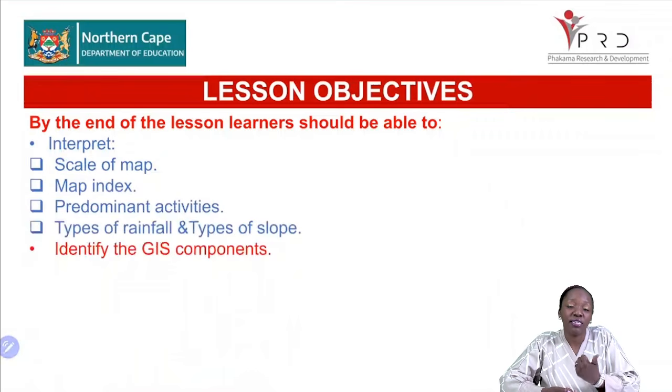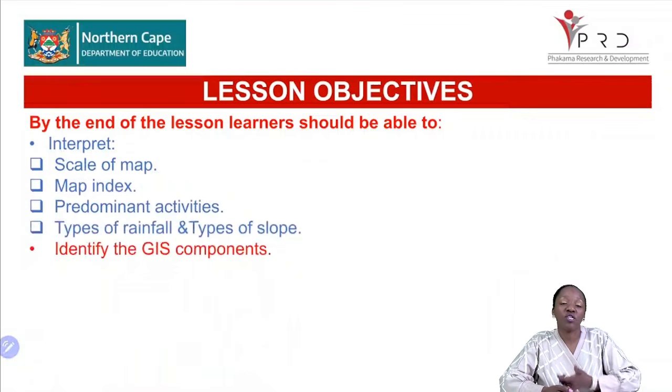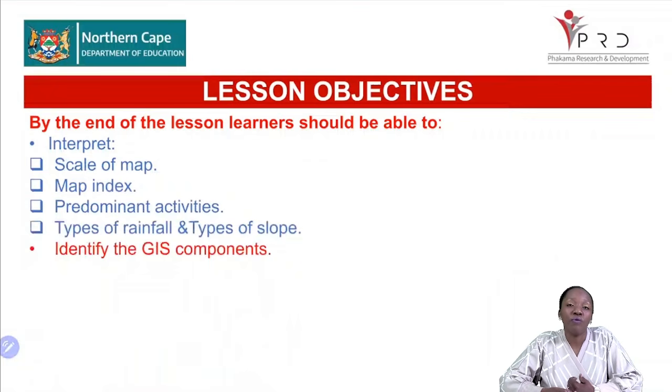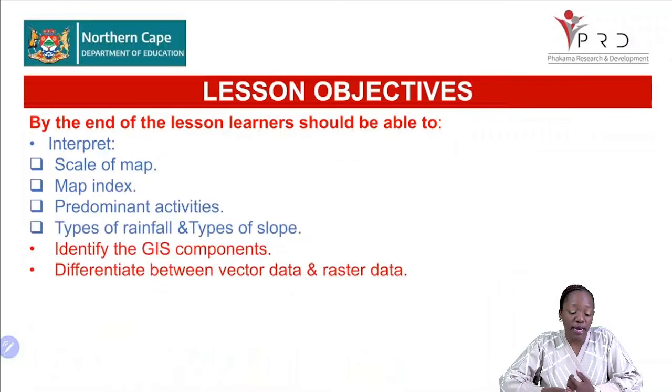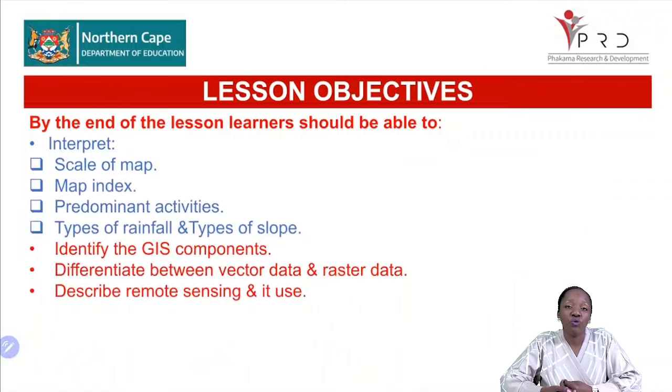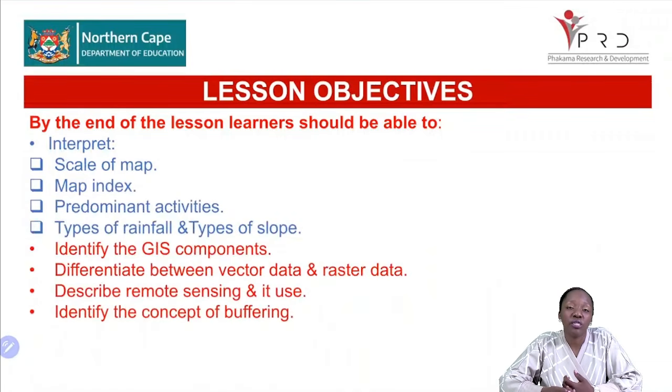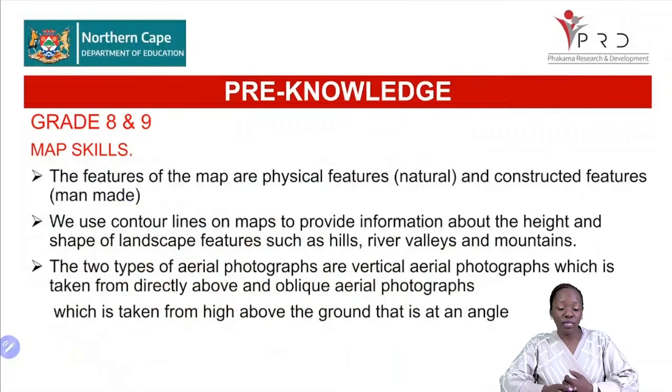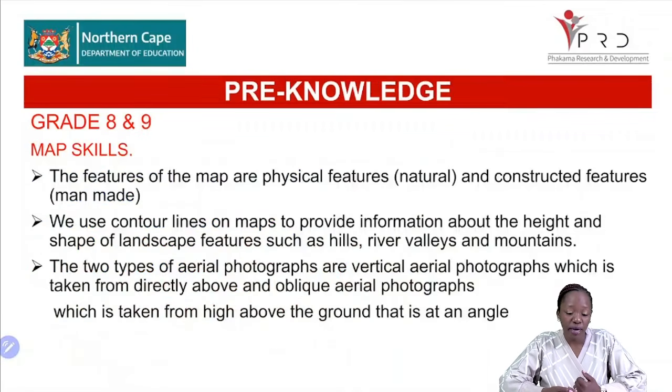Remember, our lesson is based on the map interpretation as well as your GIS. So we're going to look at our GIS components, and under the GIS components, you should also be able to differentiate between your vector data as well as your raster data. Then we're going to look at describing remote sensing as well as its use, how we can use remote sensing. And then lastly, we will be able to identify the concept, which is buffering.